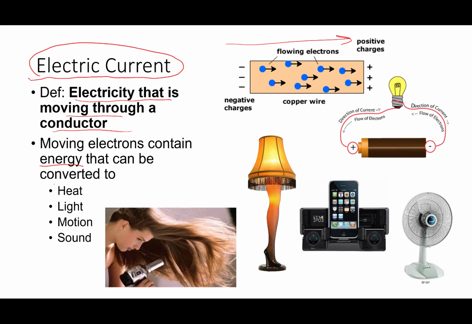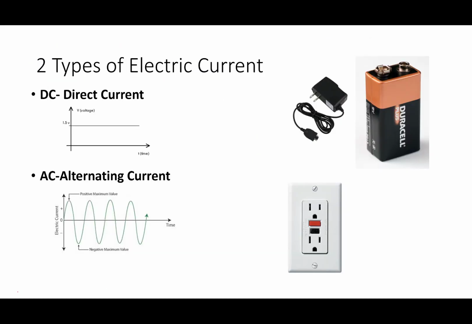And because of that law of conservation of energy, the energy of the electrons, or the charge, can be transformed into sound, into motion, into heat, and into light. So electric current is that electricity in motion, and we can use it to do all sorts of wonderful things with electricity. There are two basic types of electricity: DC, or direct current, and AC, or alternating current.